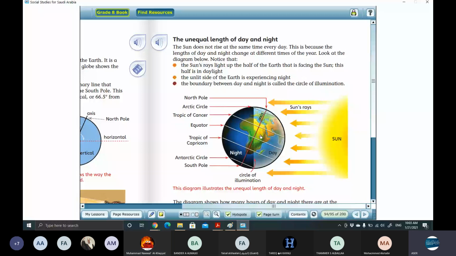The unequal length of day and night. The sun does not rise at the same time every day. This is because the lengths of day and night change at different times of year. Look at the diagram below. Notice that the sun's rays light up half the earth that is facing the sun. This half is in the daylight. The other side of the earth is experiencing night. The boundary between day and night is called the circle of illumination.